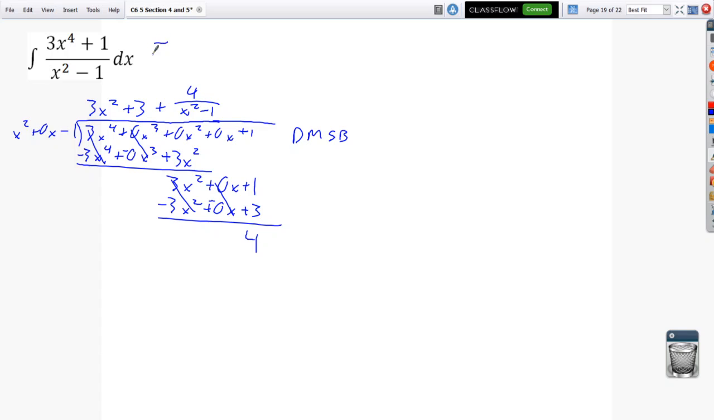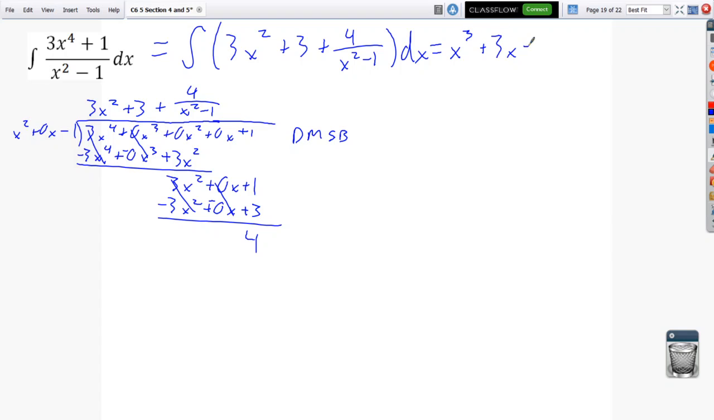So when I'm rewriting this problem out here, I'm going to have the integral of this quantity right here: 3x squared plus 3 plus 4 over x squared minus 1 dx. I will point out that those first two terms are simply find the antiderivative. So this problem is going to end up being antiderivative of 3x squared is x cubed. Antiderivative of 3 is 3x plus the integral of 4 over x squared minus 1 dx. The only thing left here is to use my whole partial fraction decomp to figure out how that decomposes.